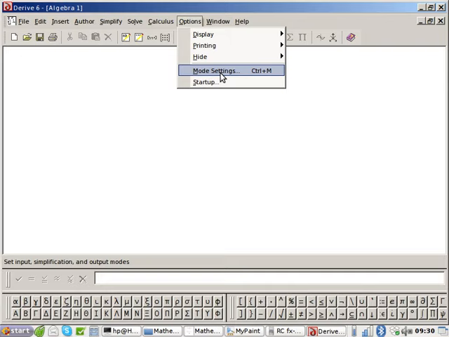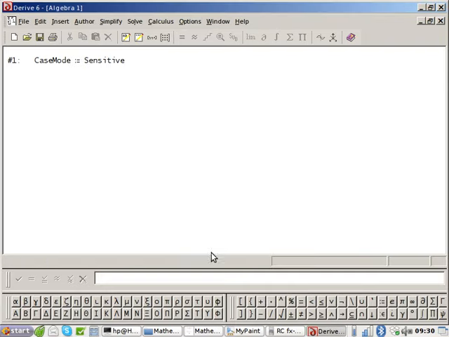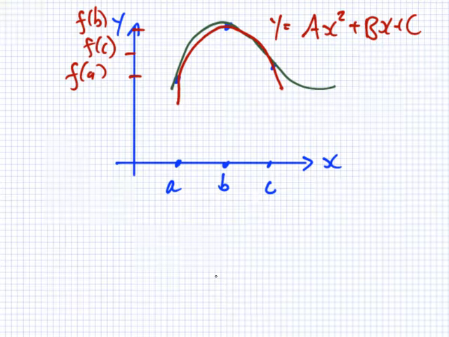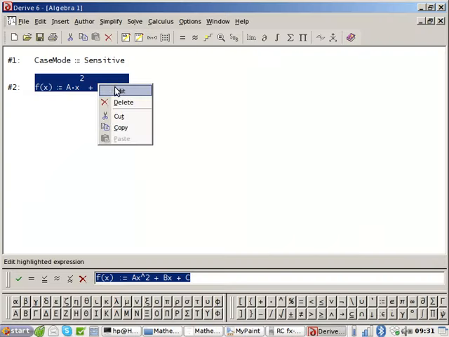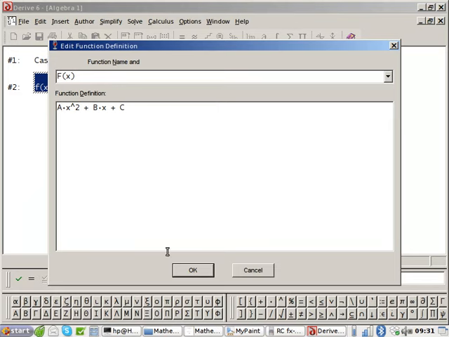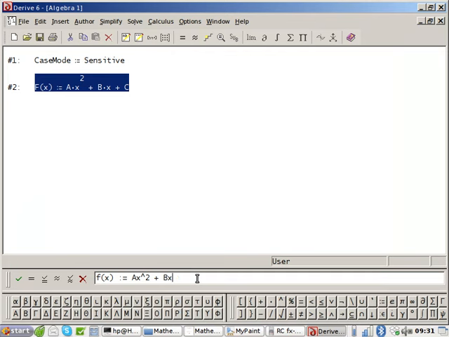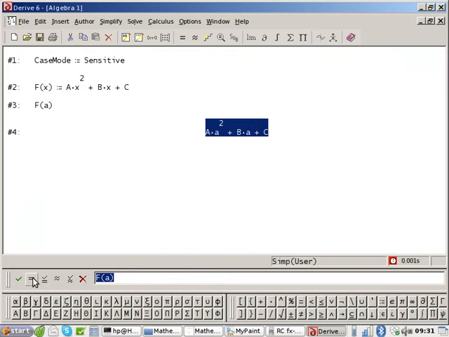Let me just go to mode settings and we'll make it case sensitive. Okay, so we have f of x, the quadratic, is ax squared plus bx plus c. This is our quadratic. We have 3 points on this quadratic, so we can substitute in the 3 points. The first point is a, fa, the second one is b, fb, and so on. Just to make the writing a little bit easier, I want to change this to a capital F. Okay, so our first point is a, fa. Let me just put in a, and I get that, obviously. And that should equal fa.